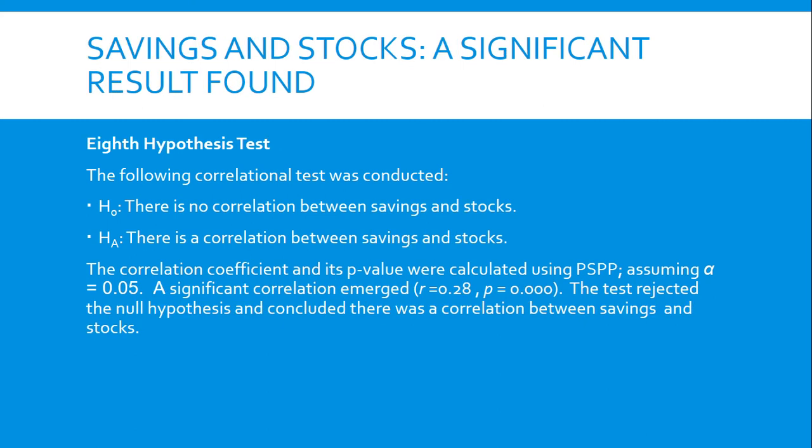Eighth hypothesis test between the variables savings and stocks. There was a significant result found. The R value was 0.28 and the p-value was 0. The test rejected the null hypothesis and concluded that there was a correlation between savings and stocks.